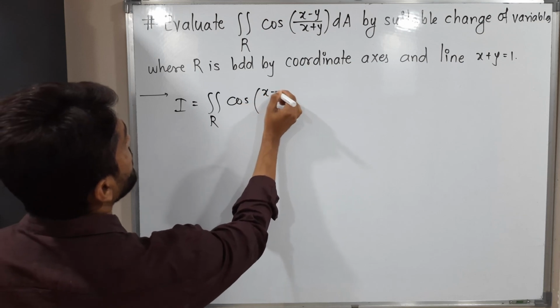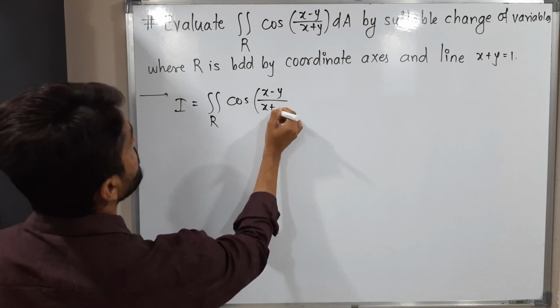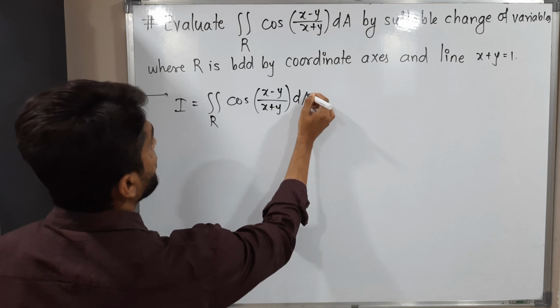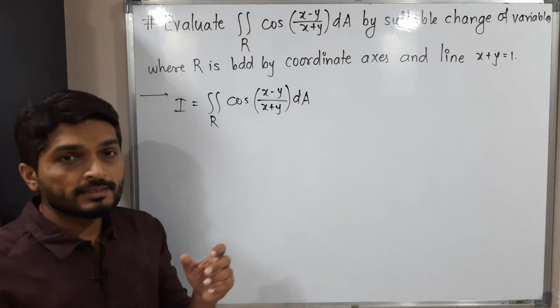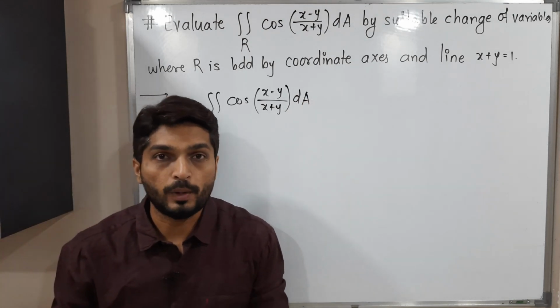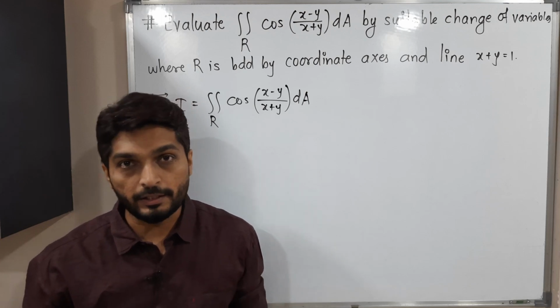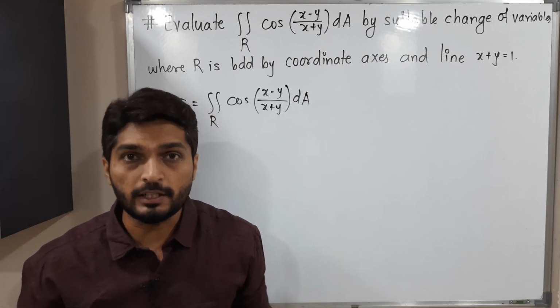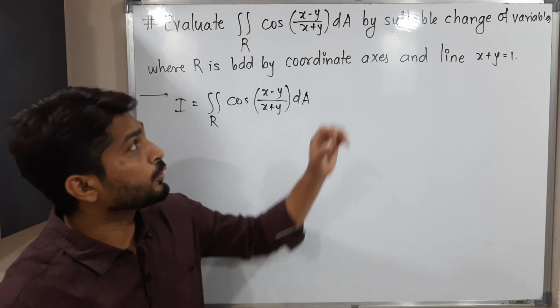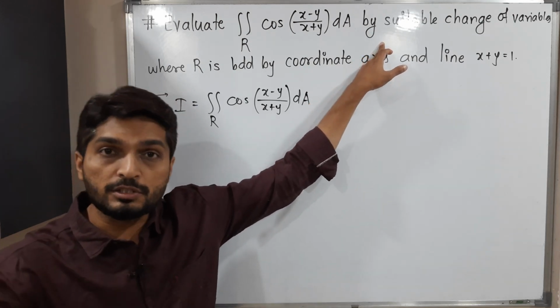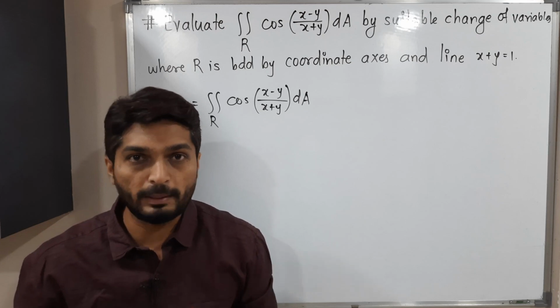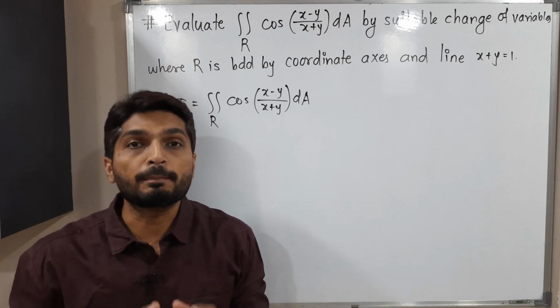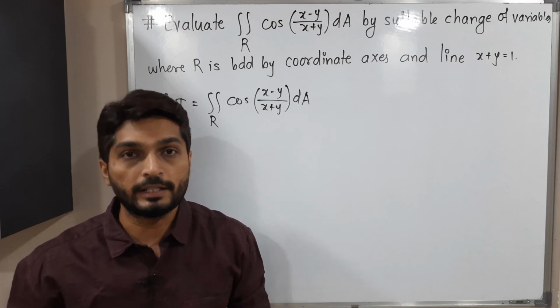cos((x minus y)/(x plus y)) dA. As you can see here, cos of (x minus y) upon (x plus y), the function is so much complicated. If you try to solve this problem directly, it will be so much difficult. So obviously, we have to follow the instruction and change the variables and then solve the problem. Okay. So the most important part is the region of integration.